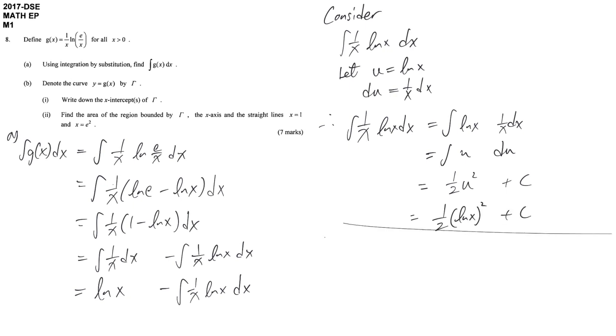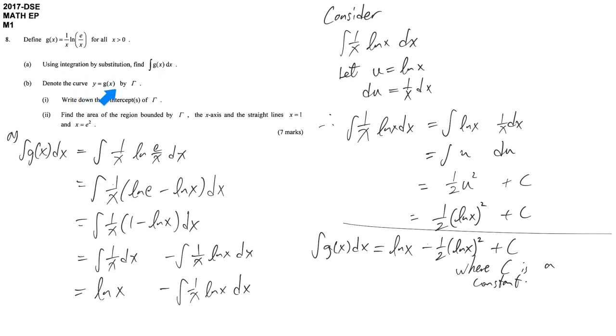So to conclude, going back to our original calculation, it is equal to natural log x minus 1 over 2 natural log x squared plus c, where c is a constant. We finish part A, then we focus on part B here.